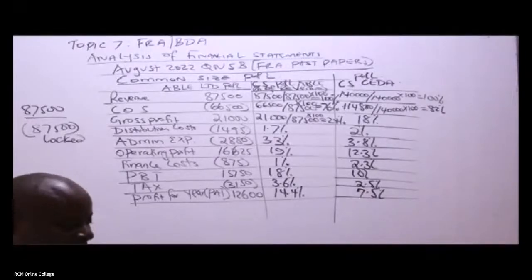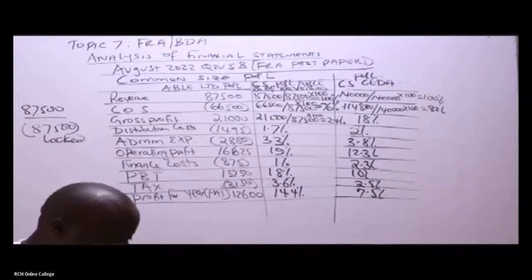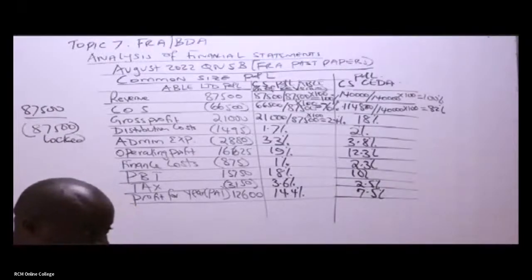So I'm sure the BDA students must be really bored, because you guys are using a system, isn't it? When you're using a system, you're wondering, why is Mwalimu explaining? Because you finished a long time ago. So for those students, can you kindly go ahead and give me the common size statement of financial position?